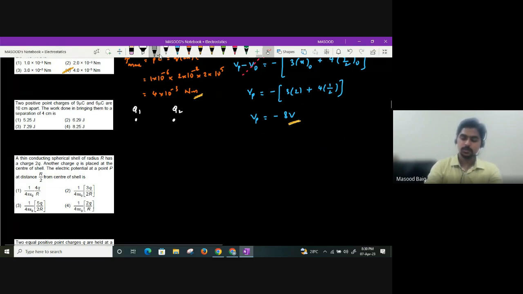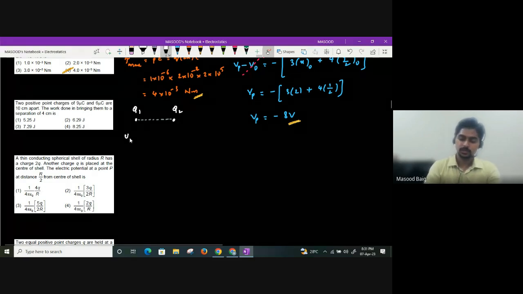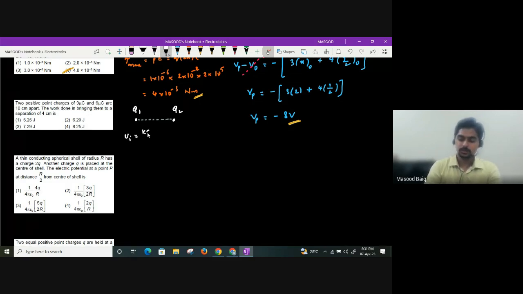Q1 and Q2, initially they are separated by 10 centimeters. Now I have brought them to a separation of 4 centimeters. What is the work done they are saying, guys? So what is initial potential energy? K Q1 Q2 divided by 10 centimeters you will get. So I can write it as 10 into 10 power minus 2.